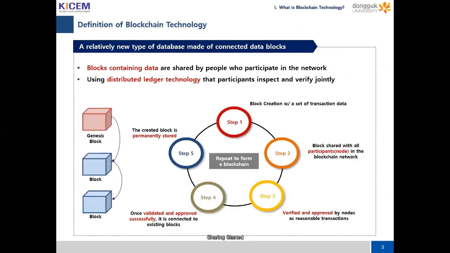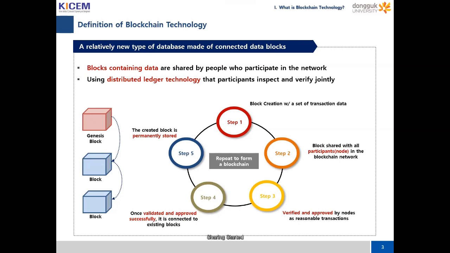So what is blockchain technology? There are many different explanations or definitions available out there. I looked at a lot of them, and I tried to come up with a definition that is as simple as possible. So I think of blockchain as a database which is made of connected data blocks. Obviously, it's a relatively new type of database, and each block contains data, and they are shared by all the people that are participating in this blockchain network. So using this distributed ledger technology allows all the participants to inspect and verify all the blocks together. So that's the main key. Together is, I think, the main keyword.